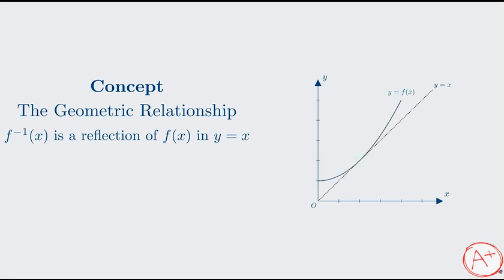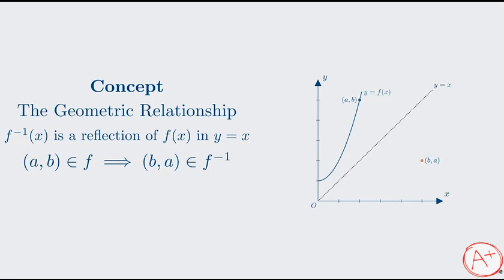Why does this happen? An inverse function essentially reverses the process of the original function. If the function f takes an input a and gives an output b, we represent this as the coordinate (a, b). The inverse function does the opposite. It takes b as the input and returns a as the output. Therefore, the point (b, a) must lie on the graph of the inverse.